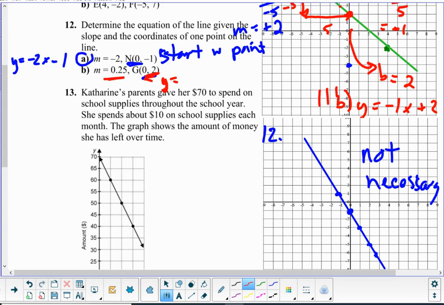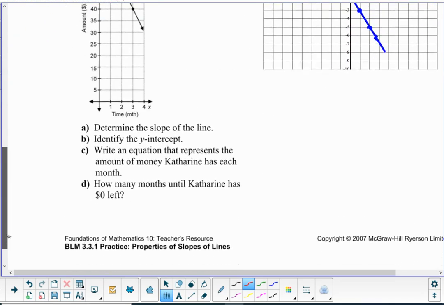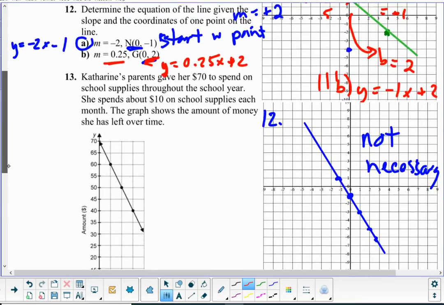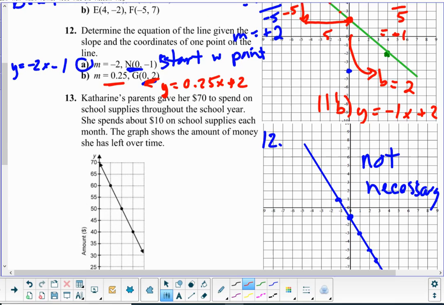Speaking of time, we're going a little longer, aren't we? So, y equals 0.25x plus 2. I think there's 14 questions in this sheet. All right, so we didn't have to do any of that, which is a bit disappointing, but all right.